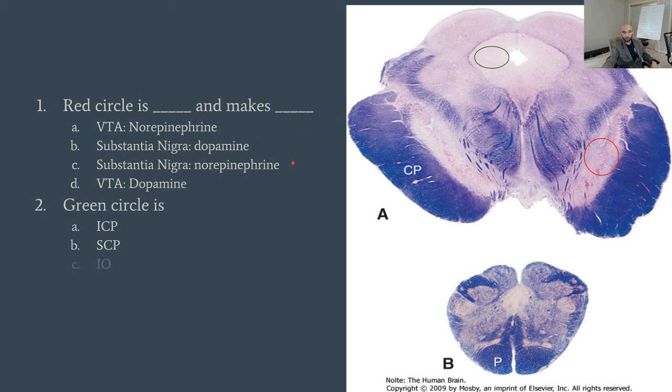So what's in the green circle? Okay. So if you're not familiar with the acronyms, we have inferior cerebellar peduncle, superior cerebellar peduncle, inferior olive, or periaqueductal gray? And you all got it right, knocked it out of the park. It's D. It's the periaqueductal gray. You can tell because it is peri the aqueduct. Okay? Easy one to get right. Don't get the periaqueductal gray wrong. It's around the aqueduct. The name gives it away. All right?